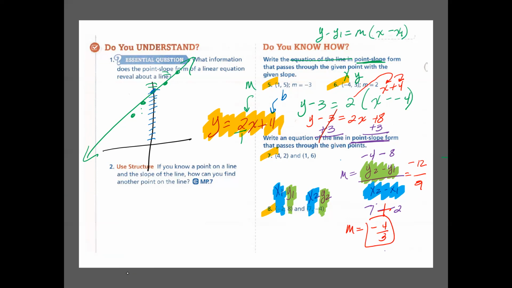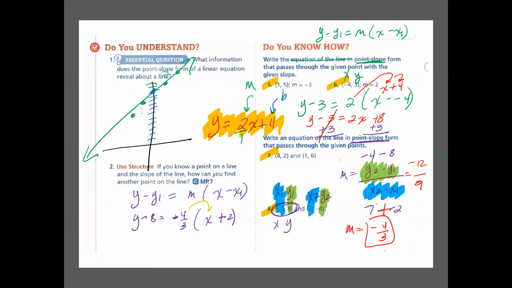But I need to use point slope form. So point slope form is y minus y sub 1 equals m times x minus x sub 1 to find my equation of the line. I want to pick a point. I want to pick the easier point. I'm just going to pick negative 2, 8 because it's smaller, I guess, in some ways. So my y is going to be an 8. My m, my slope, is negative 4 over 3. X minus negative 2, which is a positive 2.